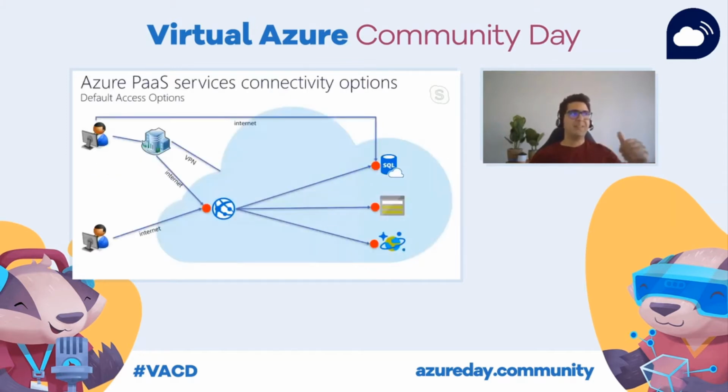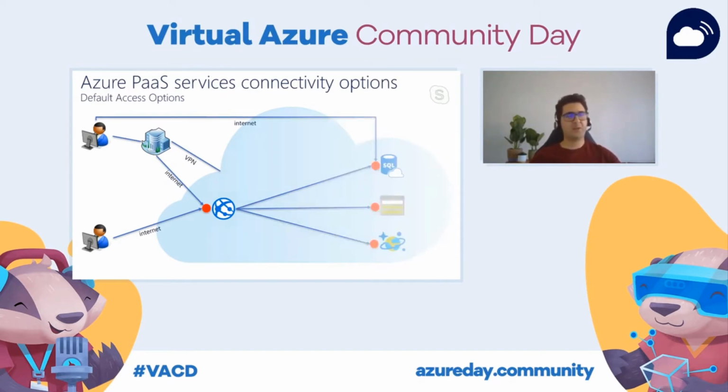So the default access option for Azure PaaS services like Azure SQL, Azure Storage, Cosmos DB, web apps, any platform as a service option, is via internet, which means that any service has a public endpoint, here in red circles. If I am a user or an application and I want to reach the services, I will go through the internet and through these public endpoints. Okay, so for security reasons, and many other reasons, we don't want to use this communication pattern.